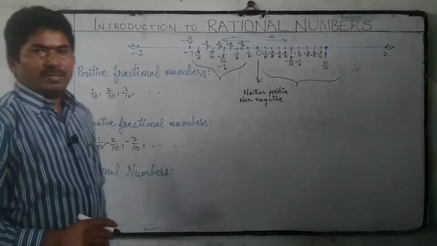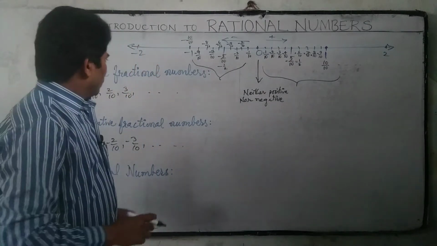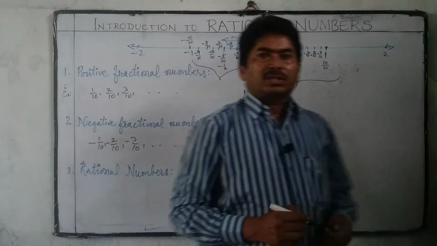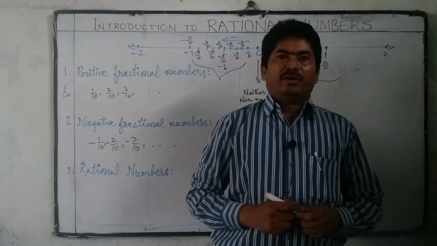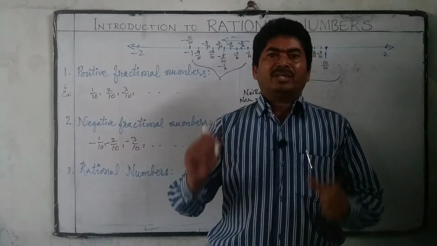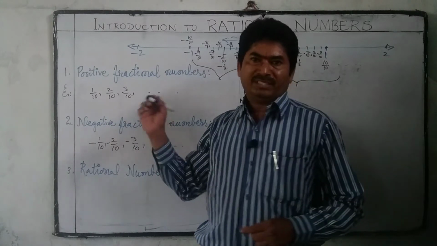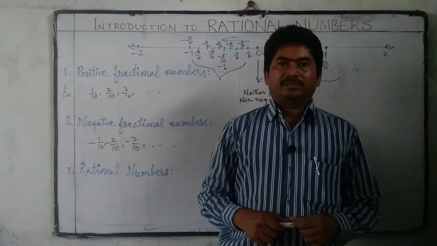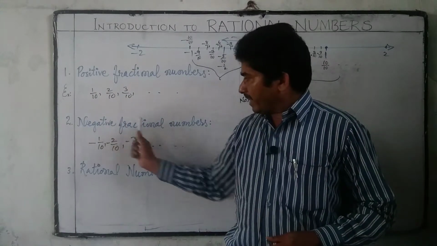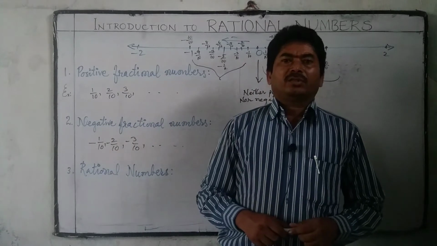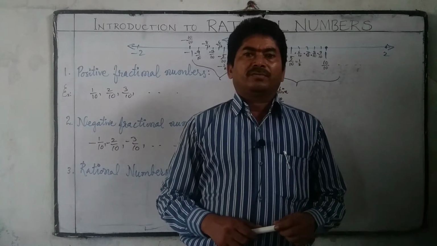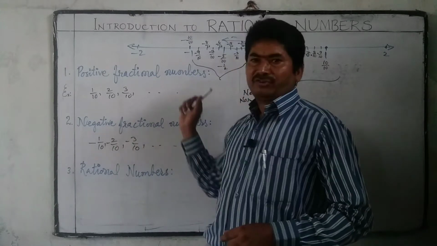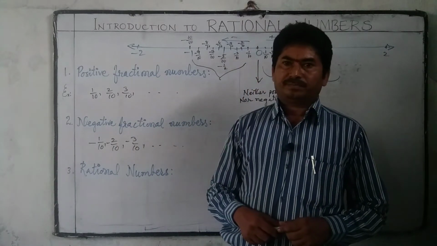What are rational numbers? Once again, positive fractional numbers. The fractions which have positive sign, means plus sign, are called positive fractional numbers. What are negative fractional numbers? The fractions which have negative sign are called negative fractional numbers.